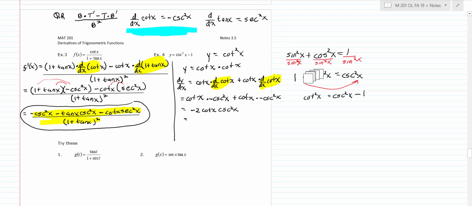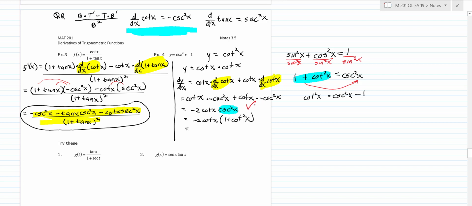All right, so if you go to this identity right here, okay, the cosecant squared x is equal to 1 plus cotangent squared x. So it's probably worth plugging that in. So you would get negative 2 cotangent x times, and then replace cosecant squared with 1 plus cotangent squared x. Okay, do you have to do that? Not necessarily. I mean, to me in this problem, that's an okay answer. That's not a wrong answer.